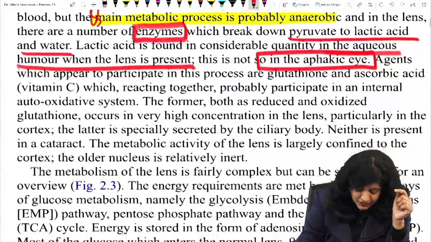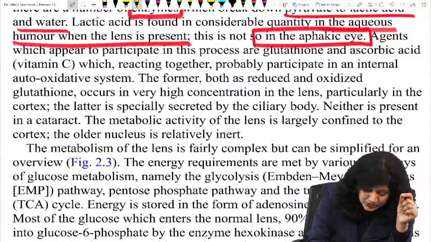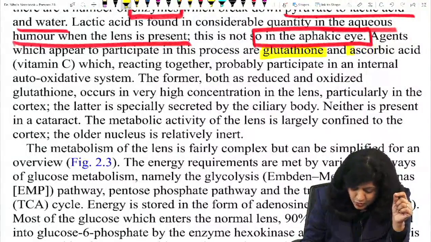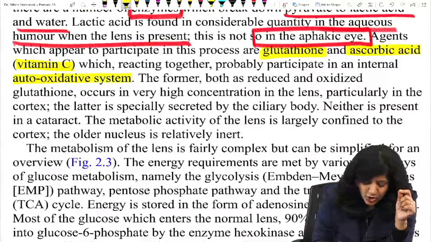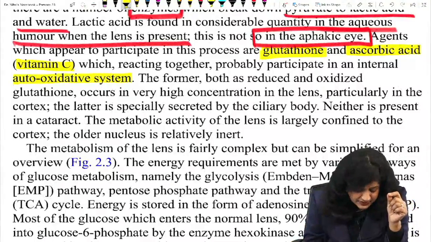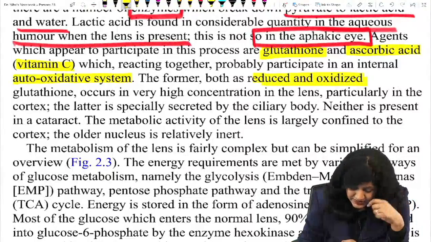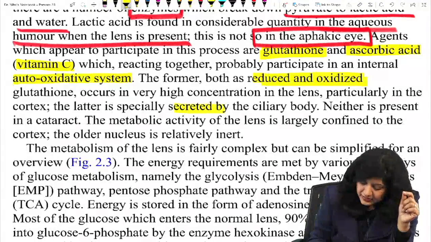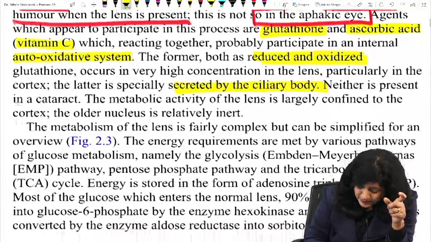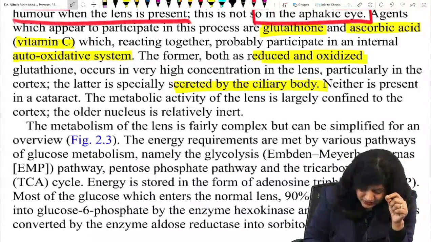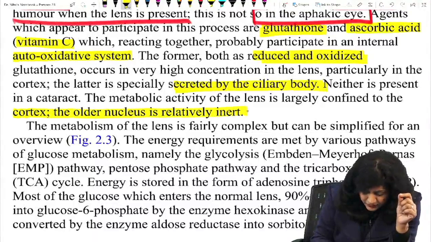Okay. Now the agents which appear to participate, we know about the antioxidative mechanism. So this is again important. We have glutathione, we have ascorbic acid, that is vitamin C, reacting together. So this is your antioxidative mechanism, that both reduced and oxidized glutathione are present, and this is secreted by the ciliary body. The glutathione is coming from the ciliary body. Neither is present in the cataract. The metabolic activity of the lens is largely confined to the cortex, and the older nucleus is relatively inert.